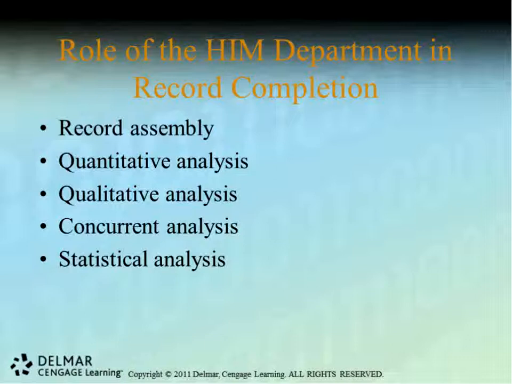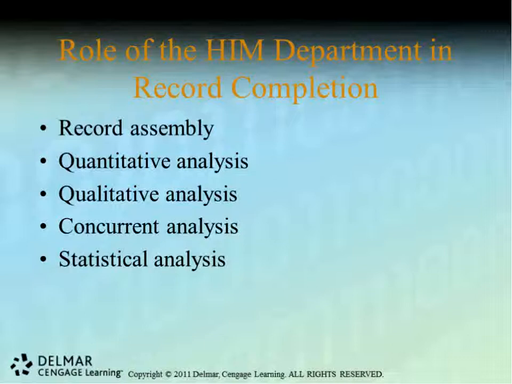So what are we doing when we analyze? We got different types of analysis here. We got quantitative, qualitative analysis, concurrent analysis, and statistical analysis. When we're analyzing that record, we're looking for deficiencies in that record. Is this record complete? If it's not, then the record has deficiencies. Those deficiencies, we have to notify the providers who are responsible for completing those deficiencies.